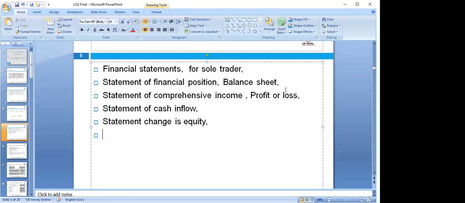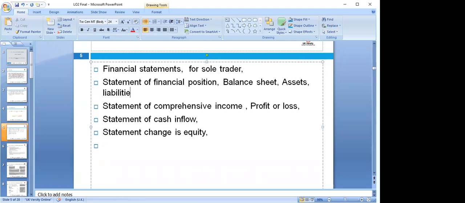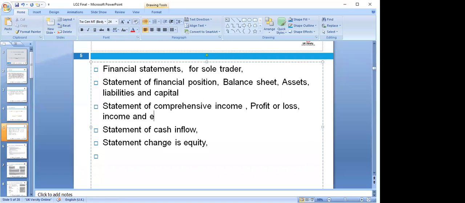So the balance sheet shows assets, liabilities, and capital. The profit and loss shows income and expenses. And cash flow shows inflow and outflow under 3 major activities: operating, financing, and investing. And the statement of change in equity shows the movement in equity.